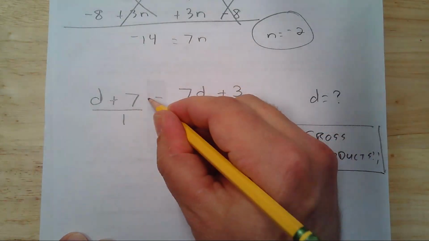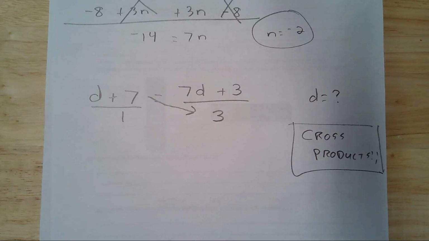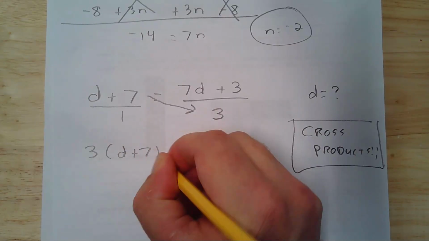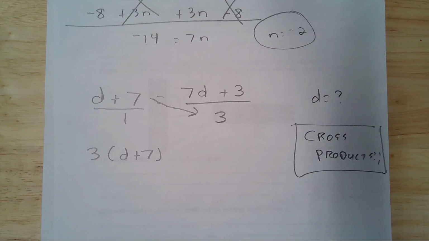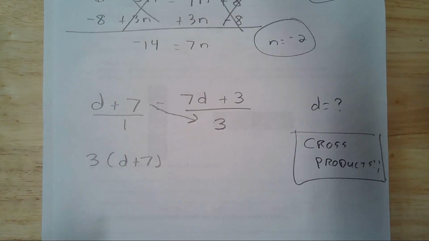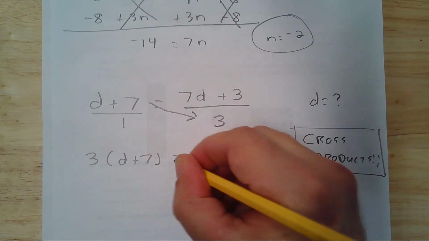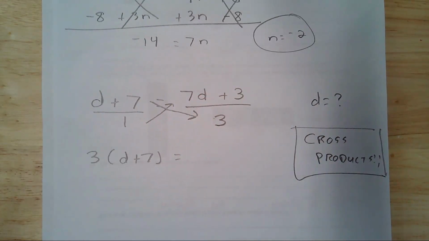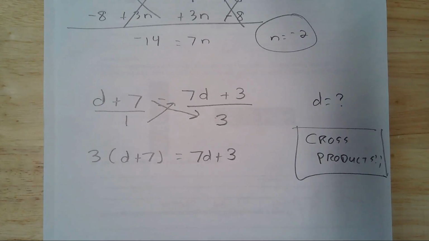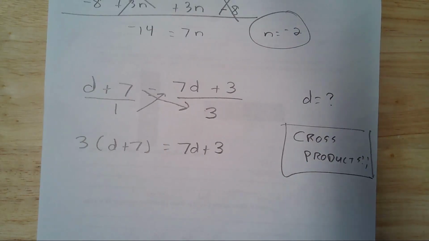So what am I multiplying? Well, basically, I'm multiplying d plus 7 times 3, or 3 times d plus 7, right? I need to multiply both of these terms by 3. And then on the other side, again, cross products, multiplying anything times 1 is itself. 7d plus 3 times 1 is 7d plus 3. Right? That's what I got. So here's my new setup here.